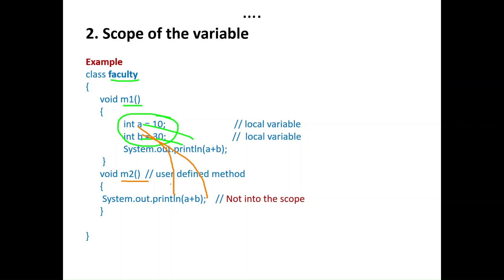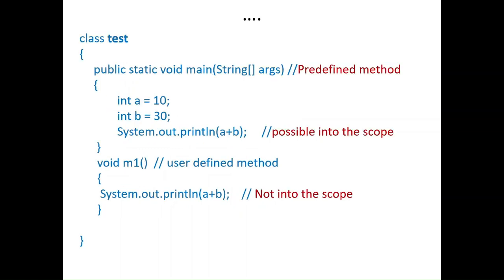Void m2 is another method. Here I'm trying to access this variable, which is not possible. It is out of scope. So a local variable is declared inside the method and can be accessed only inside the same method itself. That is the scope of the variable.